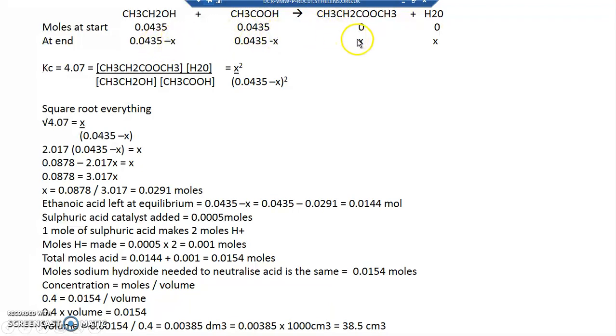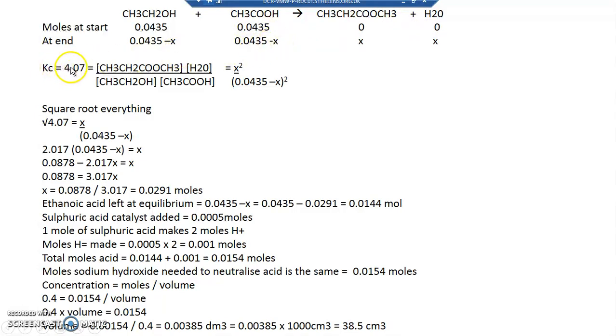Now, it doesn't tell me how much ethyl ethanoate and water I make, so I'm going to call that X. Now, 1 mole of ethanol reacts with 1 mole of ethanoic acid to make 1 mole of ethyl ethanoate and 1 mole of water. So, whatever amounts I make, X, that's the amount that's used up. So if I had 0.435 of this at the start, I've used up X number of moles of this to make X number of moles of ethyl ethanoate and X number of moles of water. And similarly here, I've used up X amount of those.